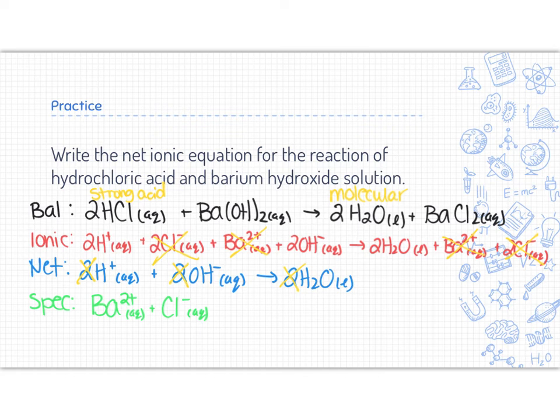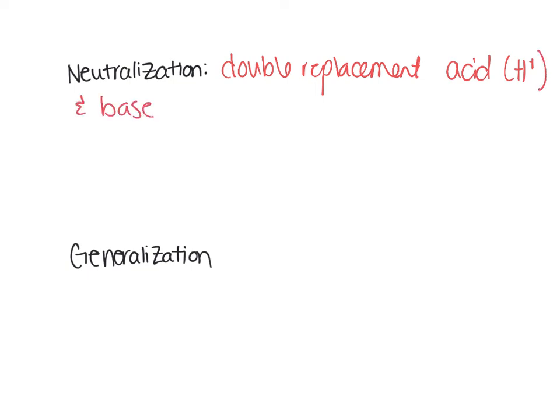There's something fancy about this reaction. We have an acid reacting with a base. And what we see is that the hydrogen ion from the acid and the OH minus ion from the base react to form water. So the acidic properties and basic properties are neutralized, making water. That gives us the definition of a neutralization reaction. This is a particular type of double replacement where an acid, or an H plus ion, and a base, also known as an OH minus ion, react to form water.